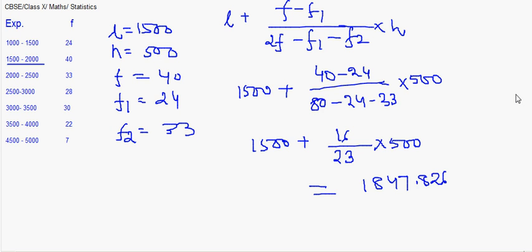After the mode calculation, the next one is the cumulative frequency polygon, which is otherwise called an ogive. One more thing I forgot to mention here is the relation between mean, median and mode. Mode is equal to 3 median minus 2 mean. This is a relation between the mean, mode and median for a given data.